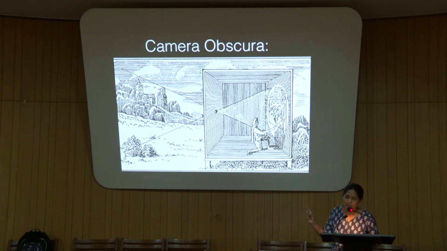So here you see an artist sitting inside a room which is essentially a pinhole camera. You see a hole in one of the walls, and in the opposite wall, the image of the landscape which is outside is projected. And what is this artist doing? The artist has placed his canvas on that wall. And all he has to do is to take his paintbrush or pen or whatever to draw the outline of this image. But notice that the image is upside down.